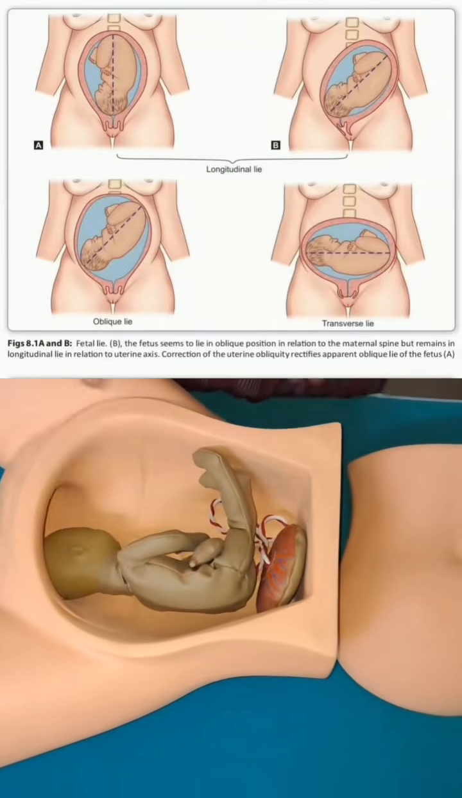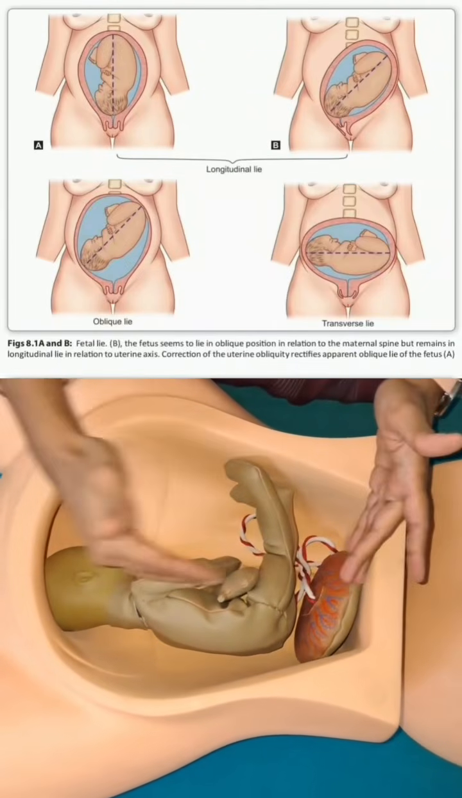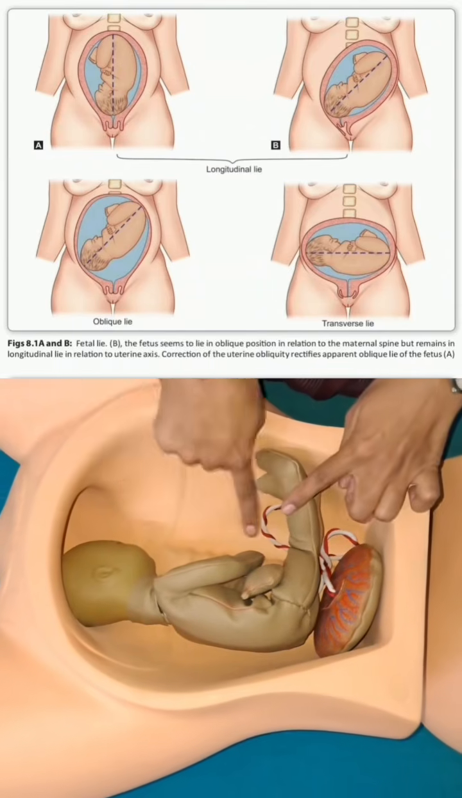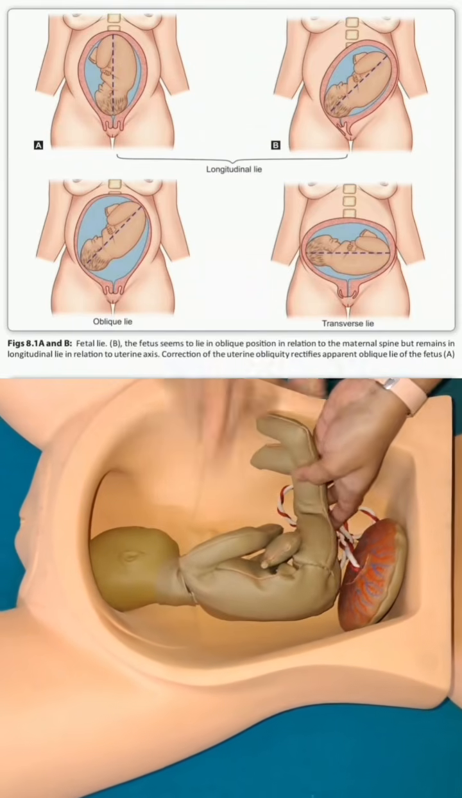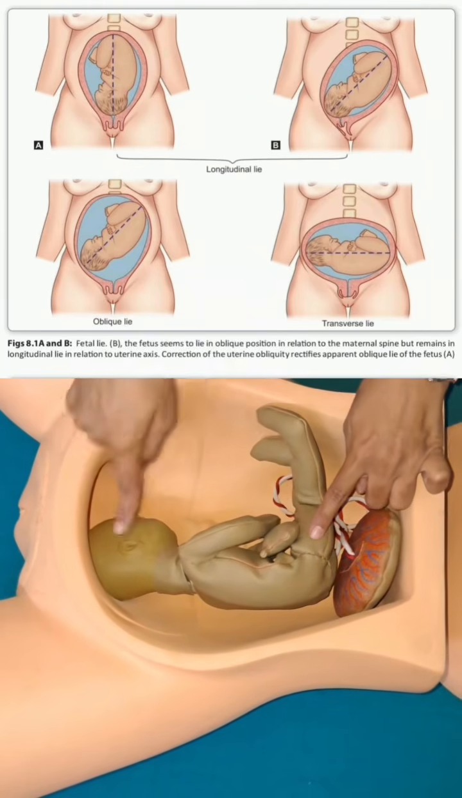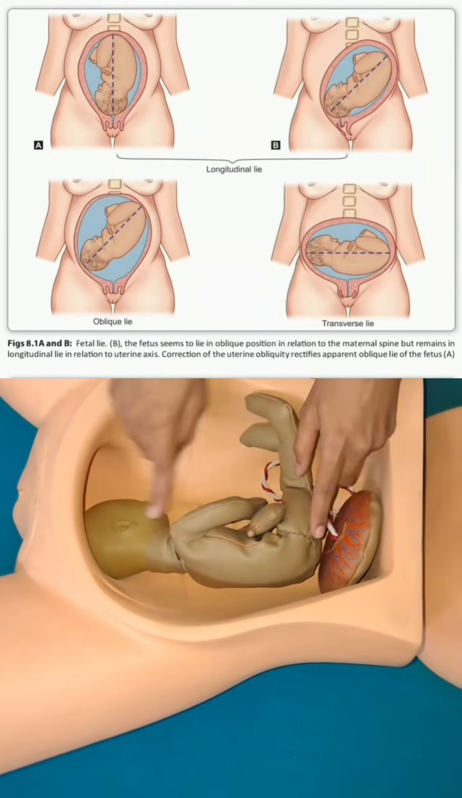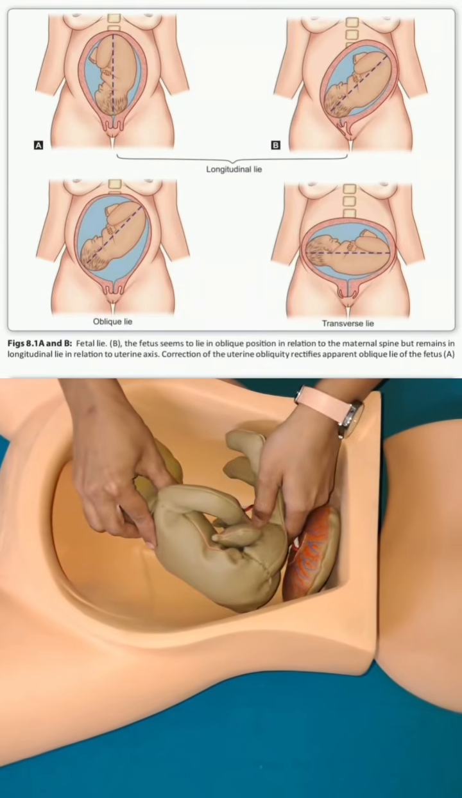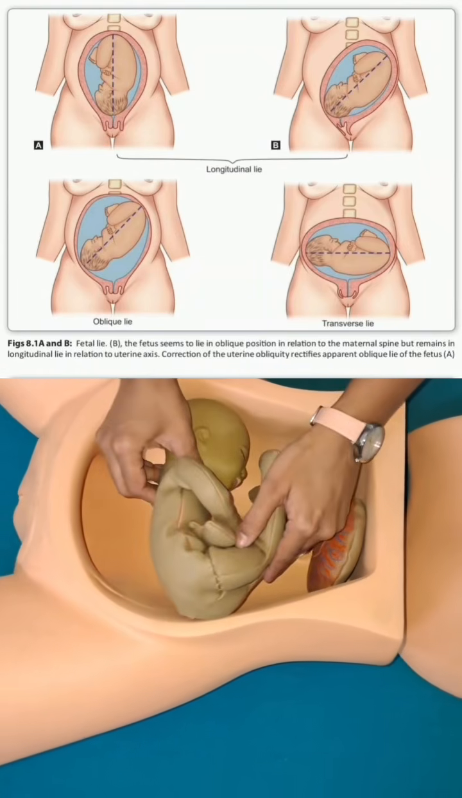Here, what is lie? That is the long axis of the baby in relation with the long axis of the uterus is called as the lie. In this case, the lie is longitudinal. So, the lie may be longitudinal, oblique or transverse.